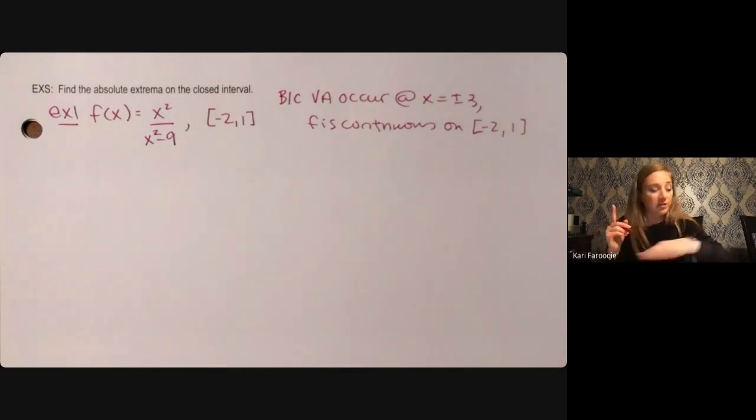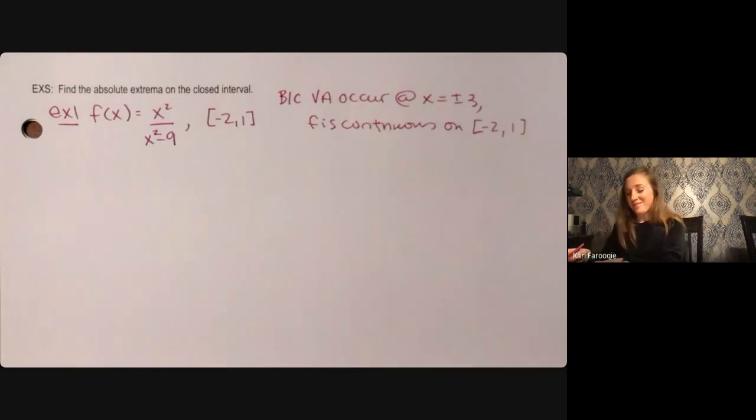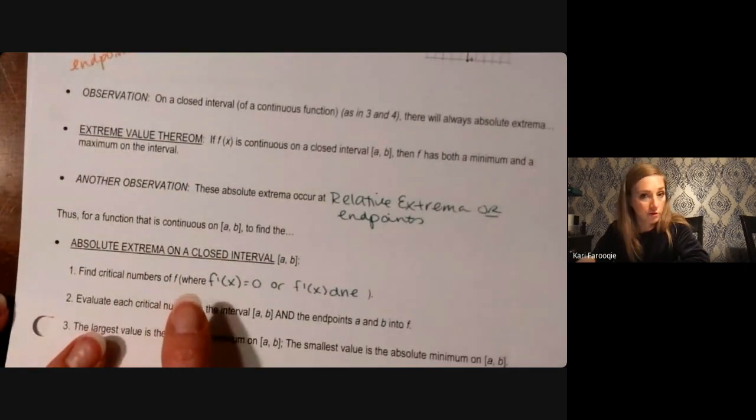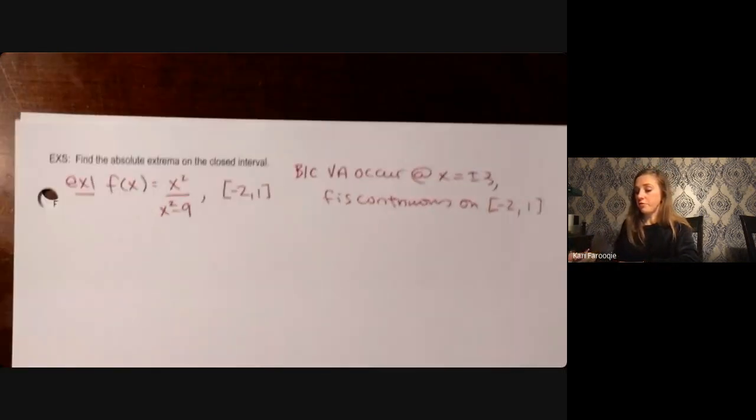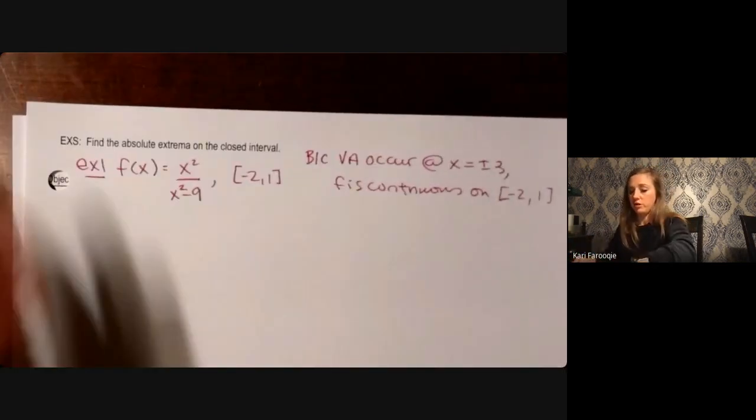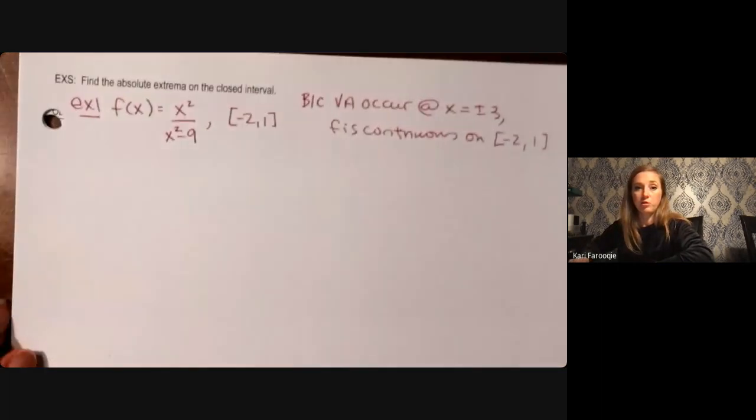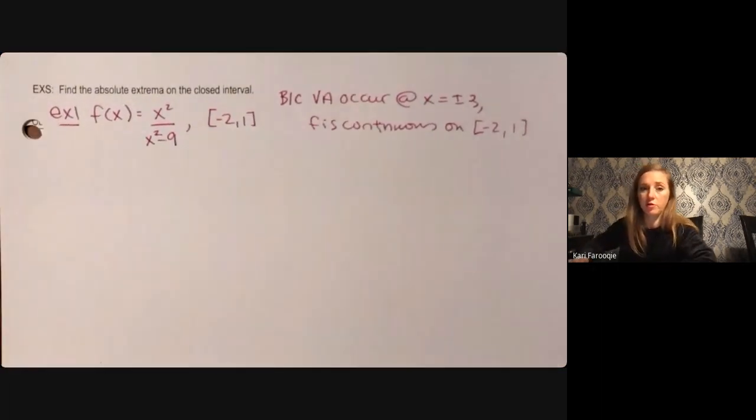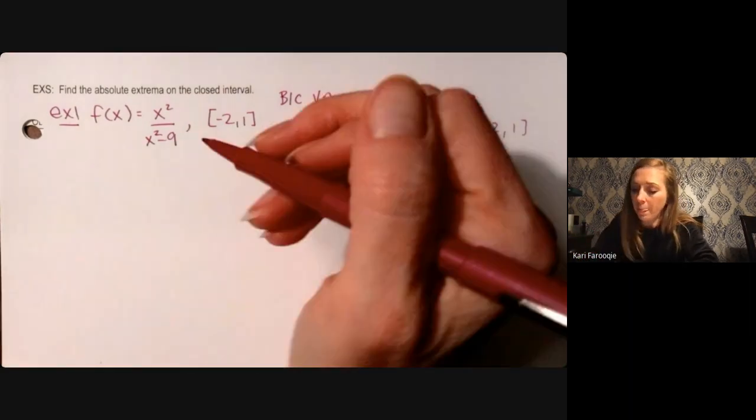All right, let's look back at our directions. It says to find critical numbers of f where either the derivative equals 0 or it does not exist. That's the first step. So this is going to start out kind of like what we did in 4.1, just finding critical numbers and looking for the relative extrema so that we can determine if the relative extrema are absolute extreme values.